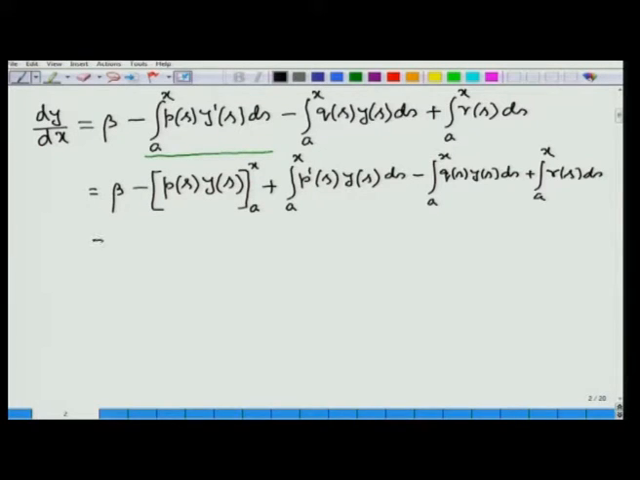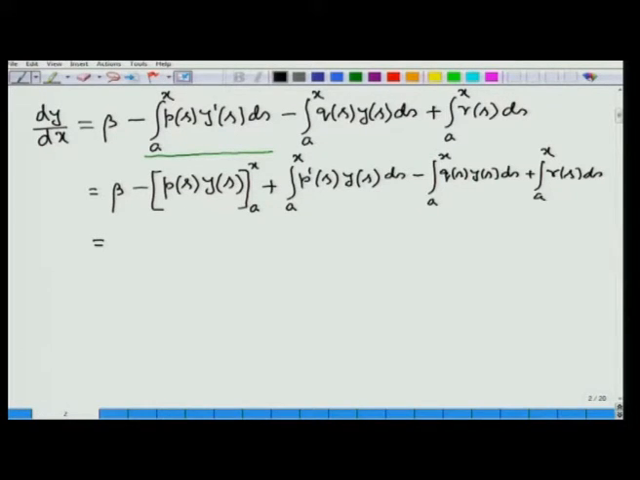And once you substitute the lower limit, this is a constant. You can recall y at s equal to a is given, and p(s) is a known function. So, after substituting s equal to a, this will also be a known quantity.